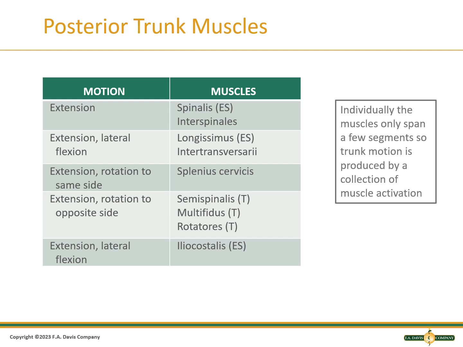Extension and lateral flexion are going to be caused by the longissimus group of our erector spinae and our intertransversari. Extension and rotation to the same side will be caused by splenius cervicis. Extension with rotation to the opposite side is going to be caused by our semispinalis, multifidus, and rotators muscles, all from our transversospinalis group. And then extension and lateral flexion will be produced by our iliocostalis group of our erector spinae muscles.